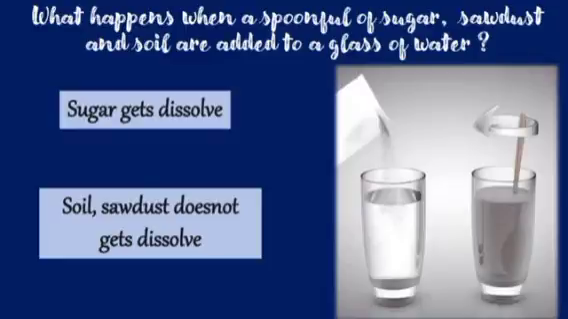If this glass remains for some time without any disturbance, then what will happen? Because of low density of sawdust, it will be floating on the top of the glass, while soil, due to the mixture of clay and dust, will be seen at the bottom of the glass. So what is the answer? Sugar gets dissolved and soil, sawdust do not get dissolved.